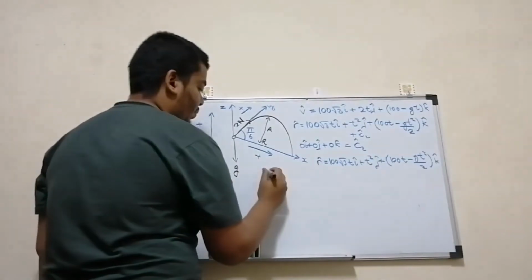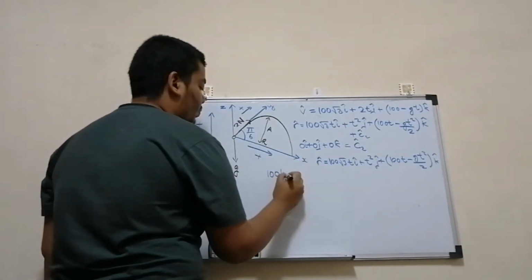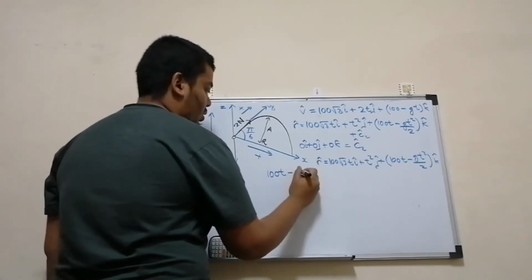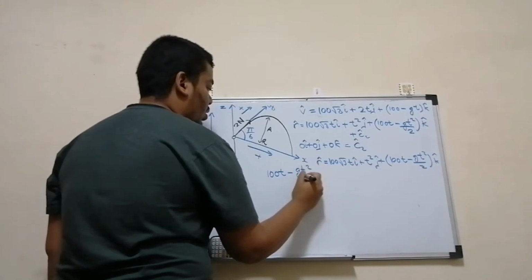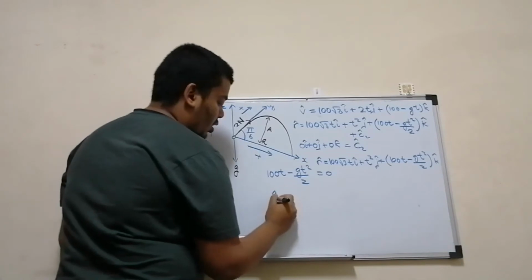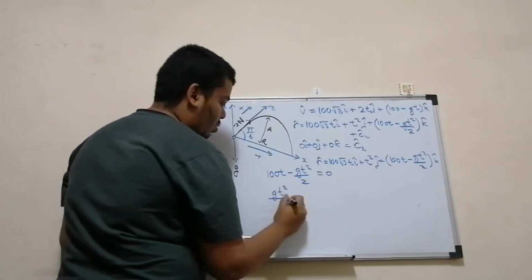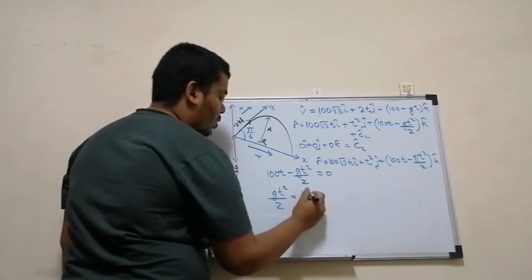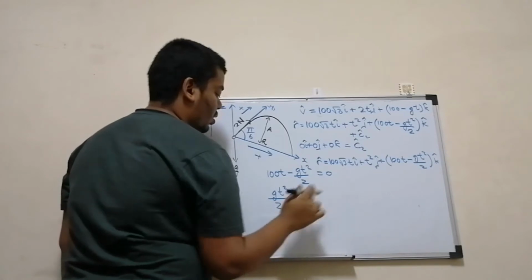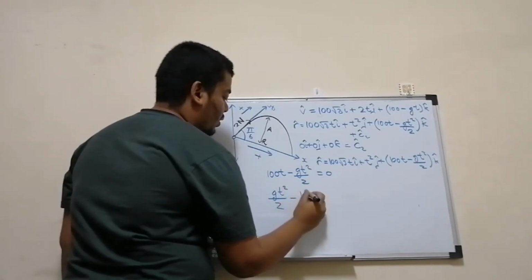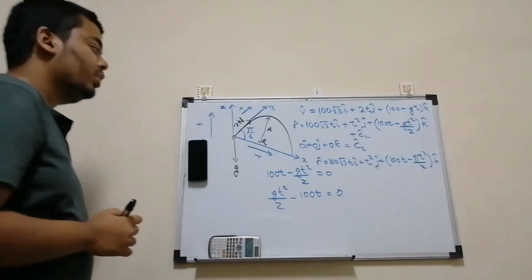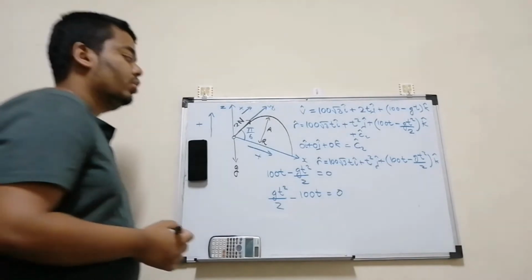So let's say 100t minus gt square over 2 is equal to 0. We can write that as gt square over 2 is equal to 100t, or gt square over 2 minus 100t is equal to 0. So using the quadratic formula, I can actually solve for t.